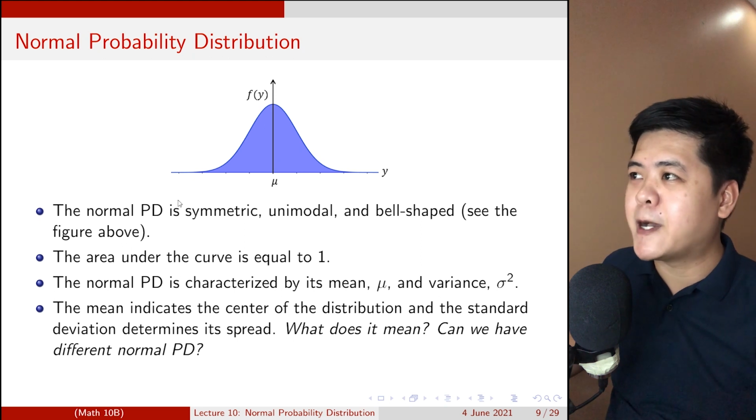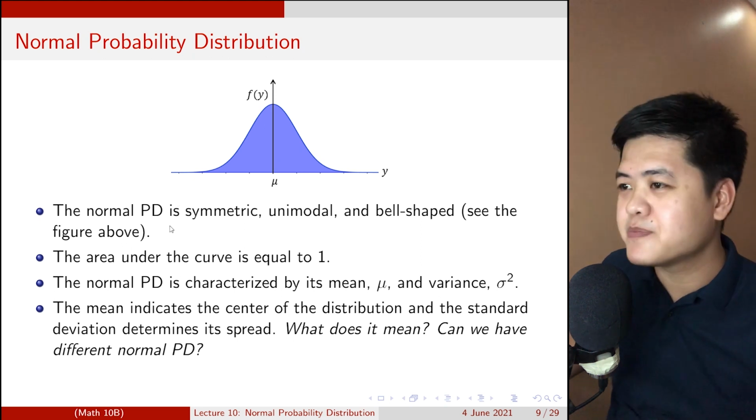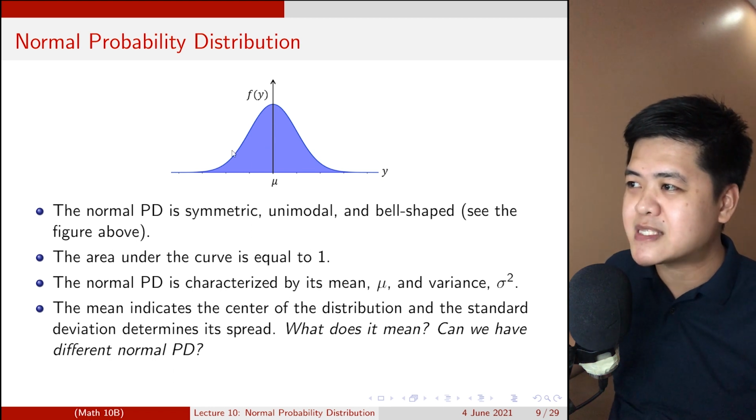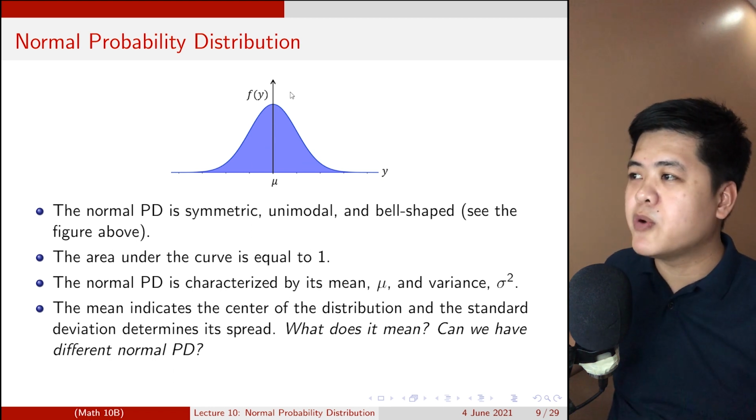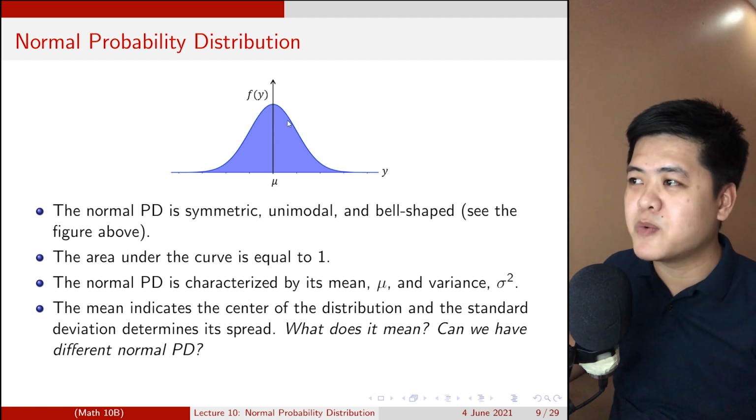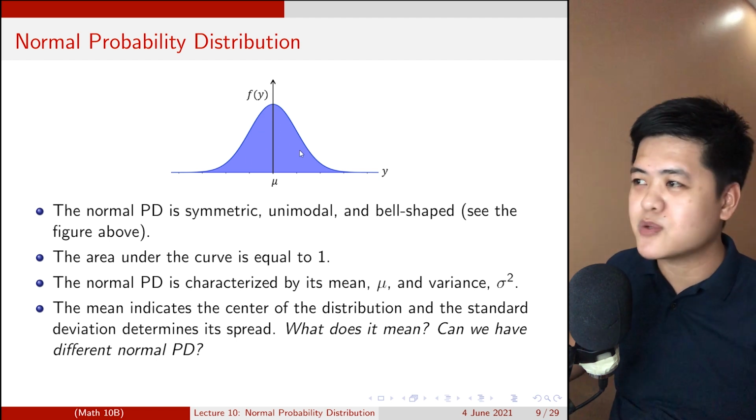So we call this a bell-shaped curve. Okay, or the normal probability distribution is symmetric. So ibig sabihin, what you see on this side, you also see on this side. It's unimodal. Meron lang siyang isang peak. It's bell-shaped. Yan, yung pansin nyo, it's bell-shaped. The area under the curve is equal to 1. So, kung hati ito, ibig sabihin, this one is 0.5 and this one is also 0.5.